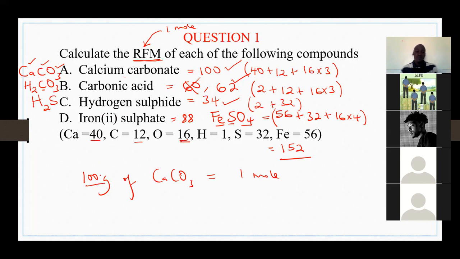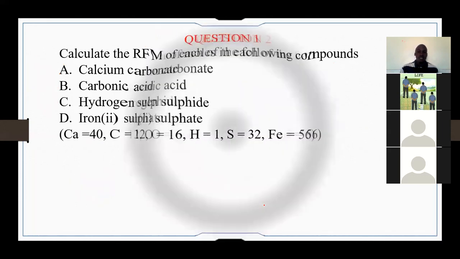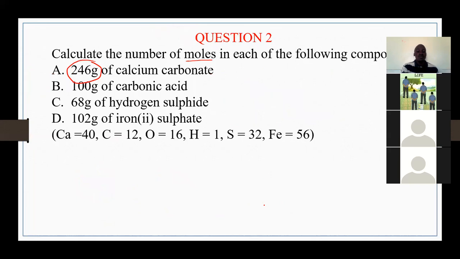But now in this case, we are given masses. Maybe if you are given 50 grams of calcium carbonate, it will be 0.5 of a mole, because it's half of 100 grams. So we are going to work backwards and relate grams out of the mass of 1 mole. Yes. So let us do part A together, then you will do B, C, and D.